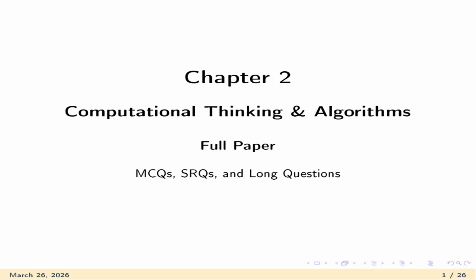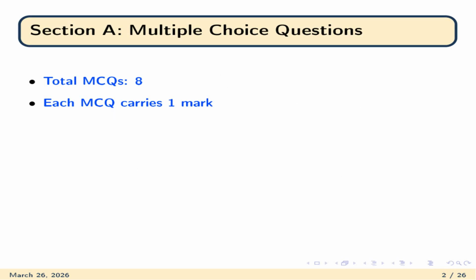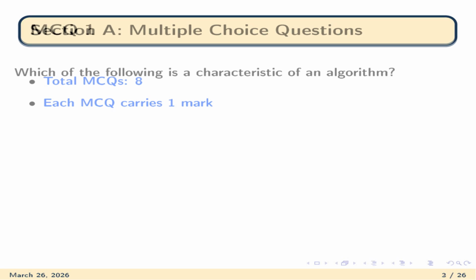This is chapter number 2, computational thinking and algorithm. I will cover a full paper with the same complexity as your original exam. It consists of multiple choice questions, short response questions, and long questions. Section A, multiple choice questions. I will cover 8 multiple choice questions, and each consists of 1 mark.